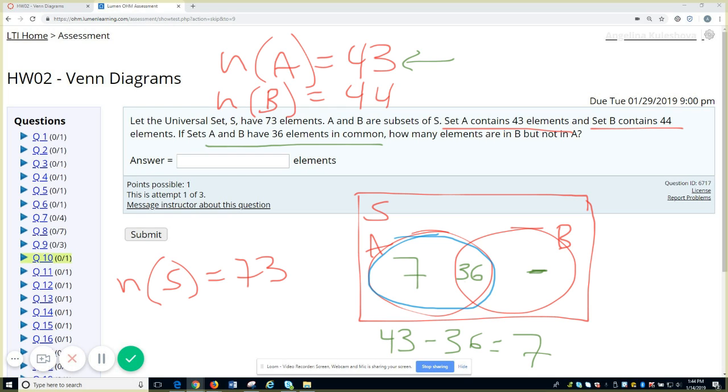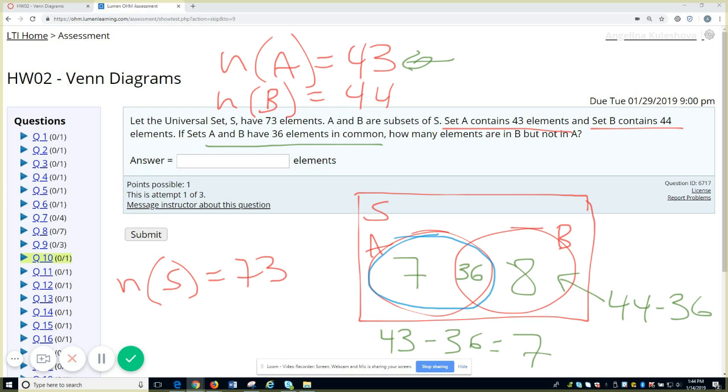Always check your totals after you're done. So 7 plus 36 should give you 43 back, which is the total number of elements in A. And then we can do the same thing for B. Same idea. To know how many elements go in the just B region, we have to take out the 36 that are also in A. And that leaves you with 8.